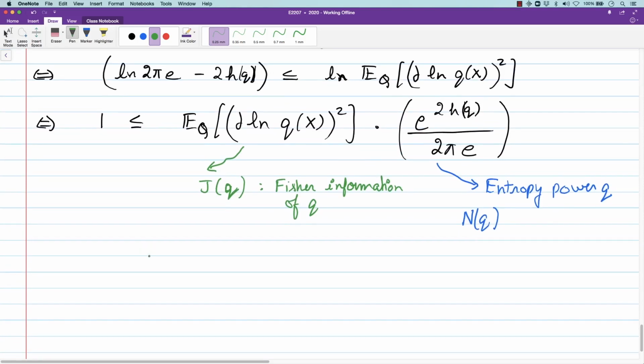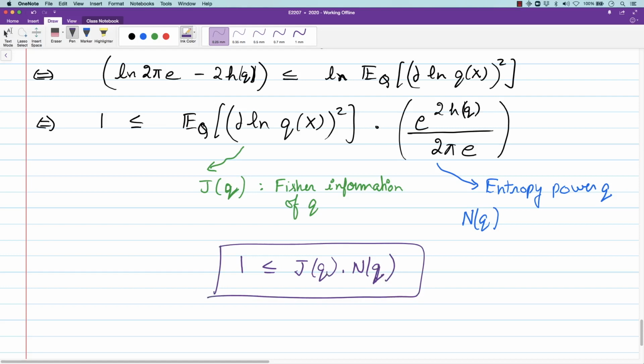Okay, so what this inequality is saying is that 1 is less than or equal to JQ times NQ. So JQ times NQ is at least 1. This is sort of an uncertainty principle. It says that both the Fisher information for Q and the entropy power for Q cannot be small at the same time. And in fact, as we saw, this inequality is exactly equivalent to the log-Sobolev inequality, and this is called Stam's inequality.